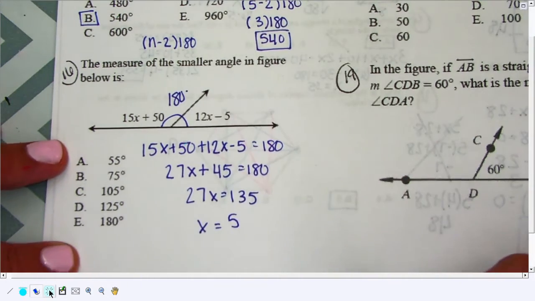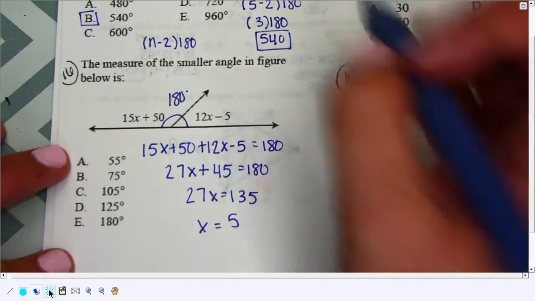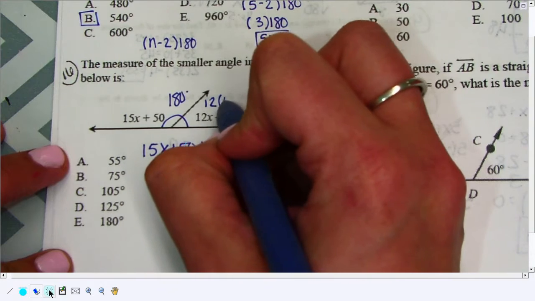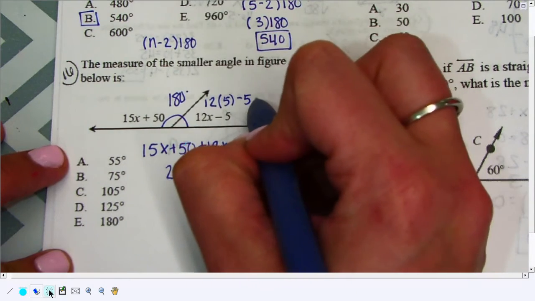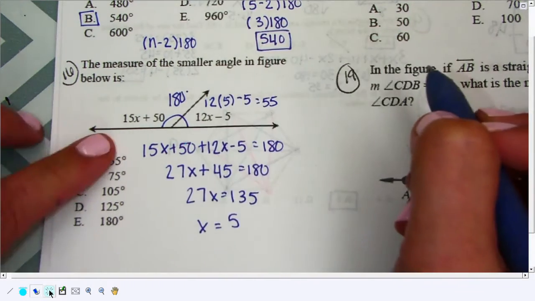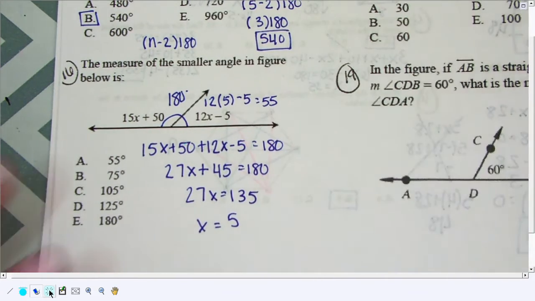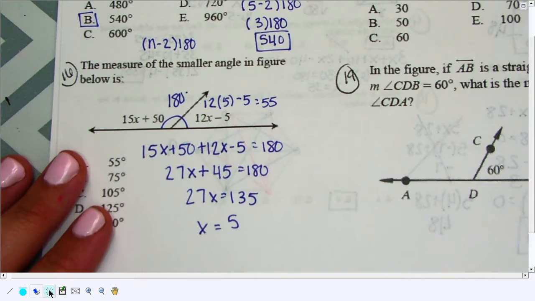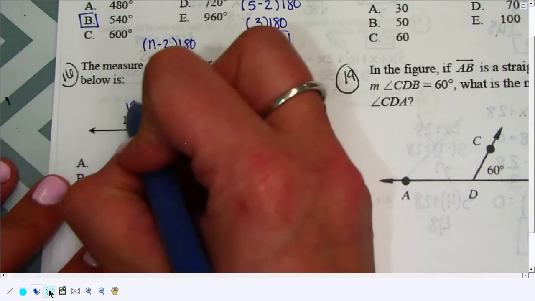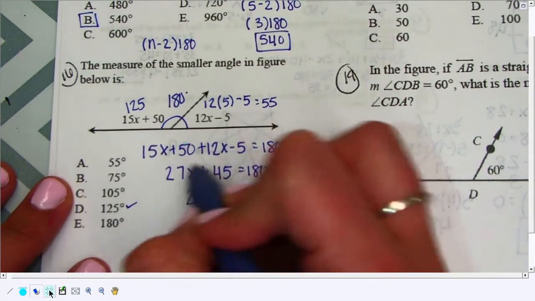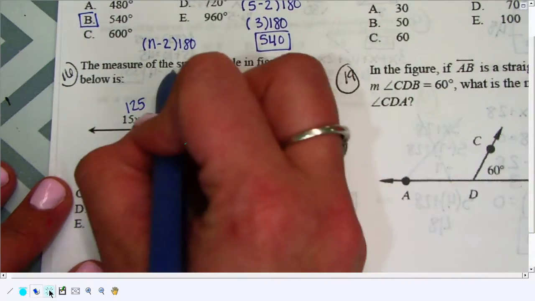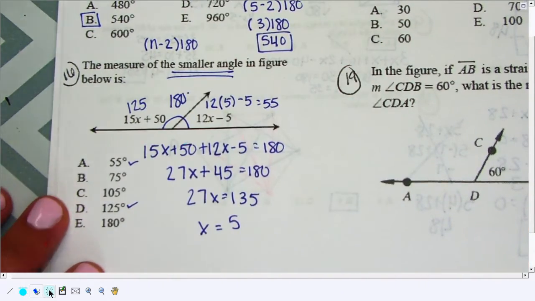So I'm going to plug these in. 12 times 5 is 60, minus 5 is 55. Well, this one is definitely over 55. So 180 minus 55, this one would be 125, which is an answer, and this one's an answer, but it wants to know the smaller angle. So the smaller angle is A.